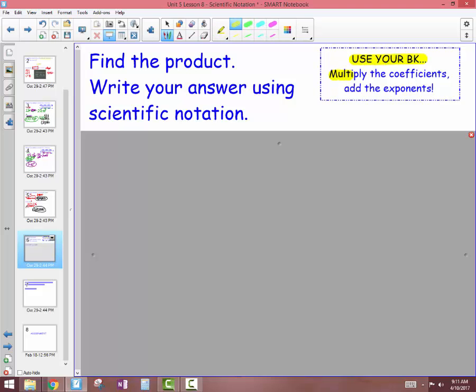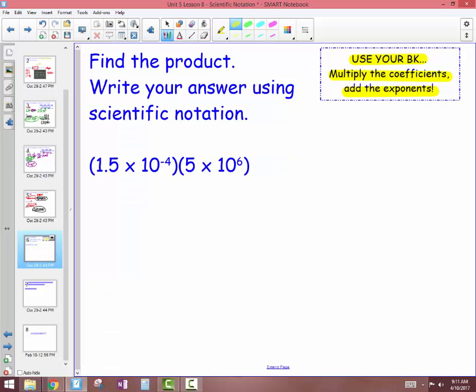It says use your BK, multiply the coefficients, and add the exponents. This is no different than what we did in the very first lesson of exponent rules. So I want you to think of these examples. When I have 1.5 times 10 to the negative fourth times 5 times 10 to the sixth, what I really want you to think of is maybe this is 1.5 x to the negative fourth times 5x to the sixth.